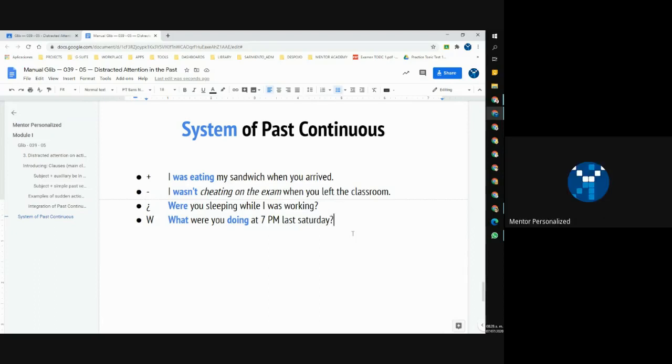Yes, negative sentence. Remember, incorporate a negative auxiliary. In this case, negative form of was, wasn't. I wasn't cheating. How do you say copiando? Cheating on the exam. Copiando en el examen. Cheating on the exam. I wasn't cheating on the exam when you left the classroom.